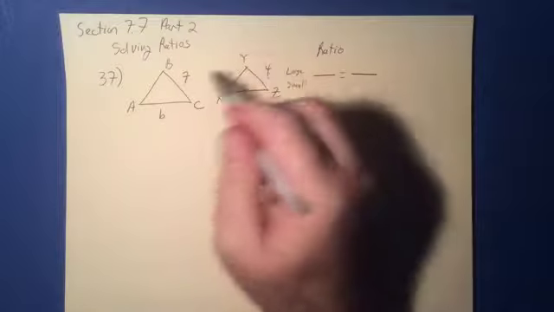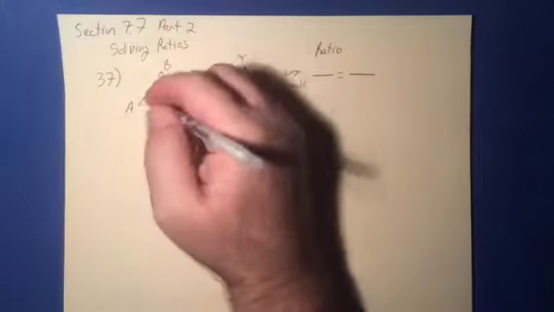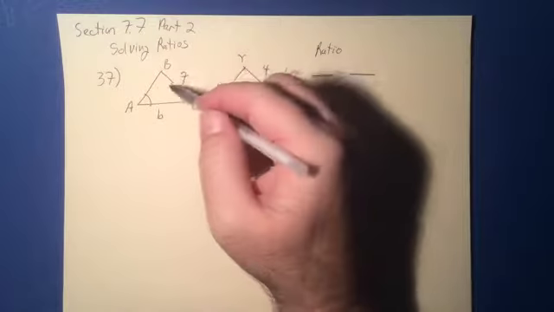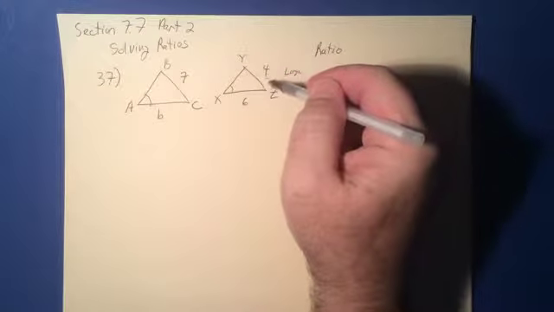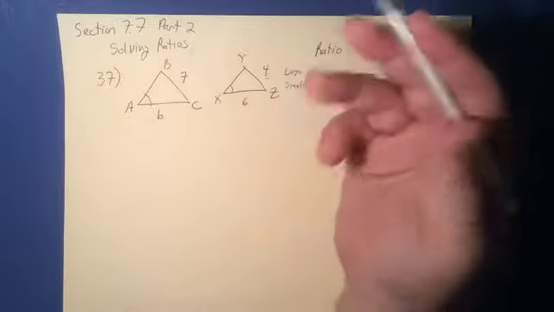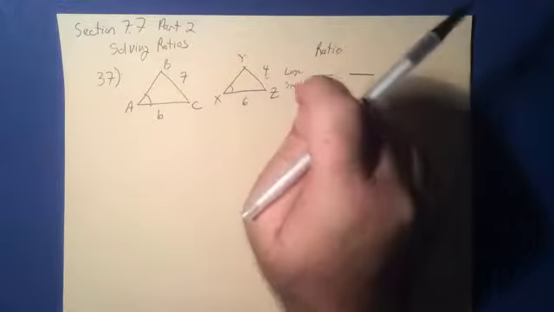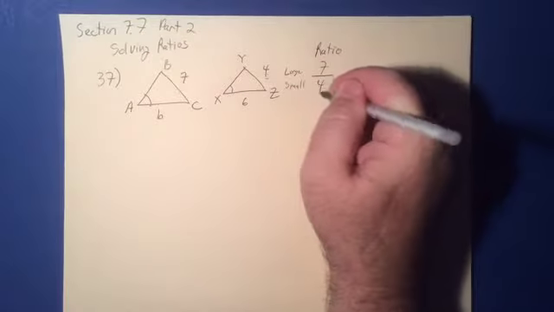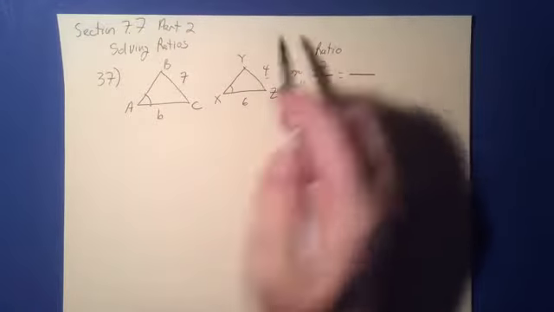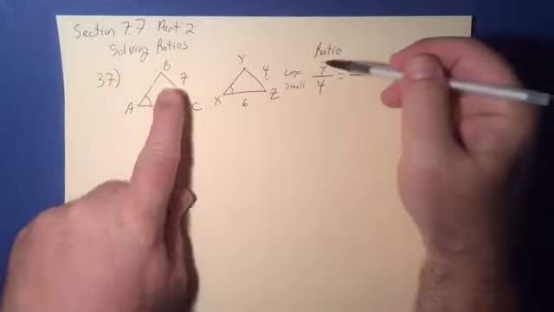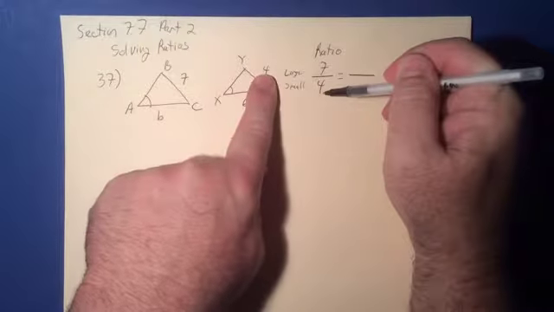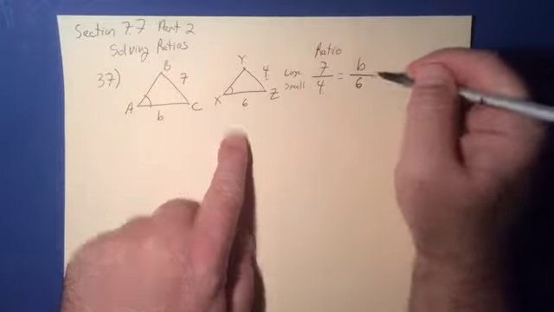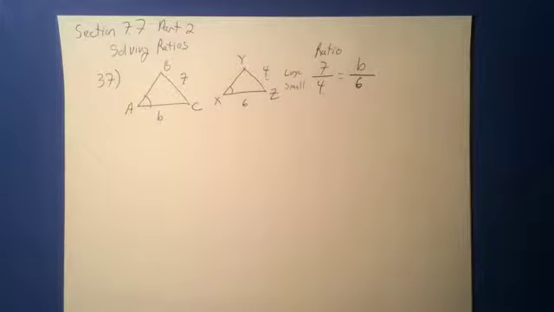Because of the shape, this angle and this angle are going to be congruent, therefore the sides opposite those congruent angles are not necessarily congruent, but they'll be corresponding. So if this is 7 to 4, compare this to this, we can say then that as 7 corresponds to 4, the value of b is going to correspond to 6. So we put a ratio together in this way.